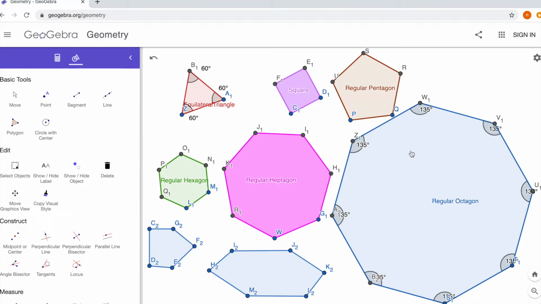If heptagon, seven sides, we talk about angles, it is 128.6 degree. So you can see that by GeoGebra we can see clearly that all angles are 128.6 degree. It is called regular heptagon.